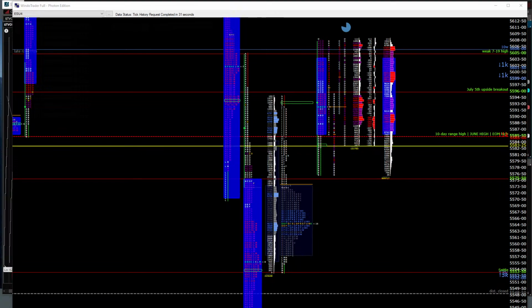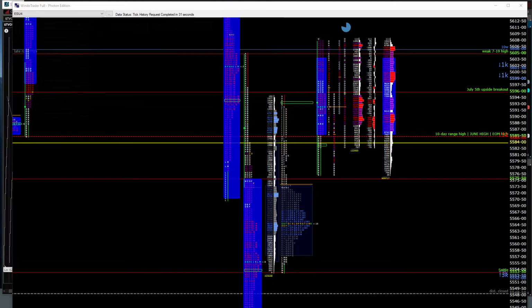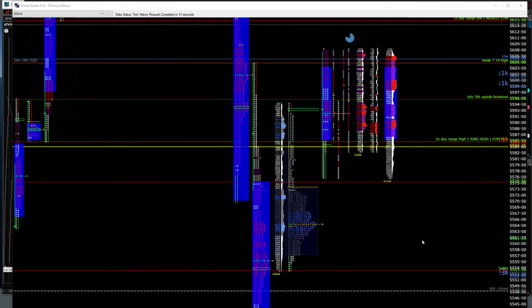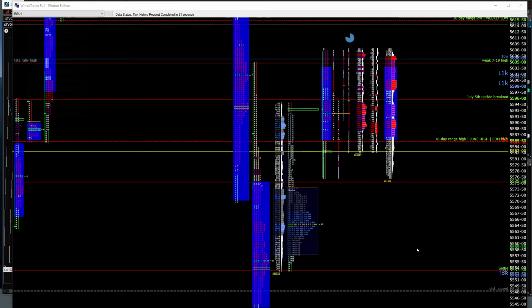And Nasdaq is having a really nice break right now. Nasdaq is deep into Friday's value area now. I think it looks like liquidation has started there.